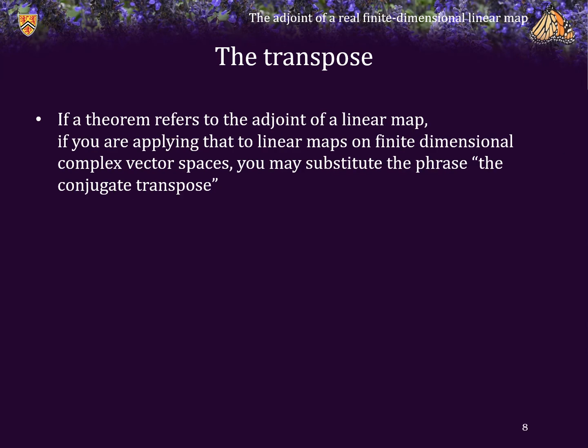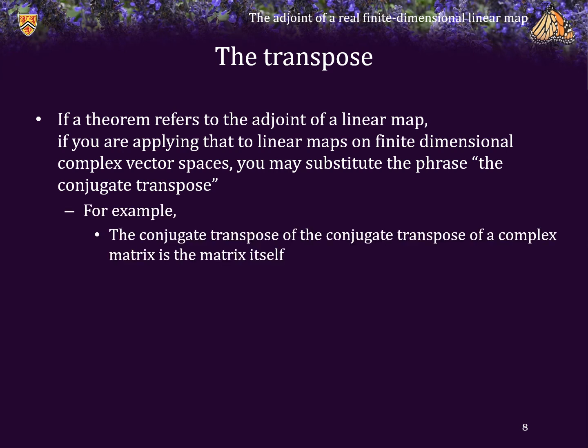Now, if a theorem refers to the adjoint of a linear map, and you are applying that theorem to linear maps on finite dimensional complex vector spaces, then you may substitute the phrase the conjugate transpose for the adjoint. So, for example, the conjugate transpose of the conjugate transpose of a complex matrix is the matrix itself.